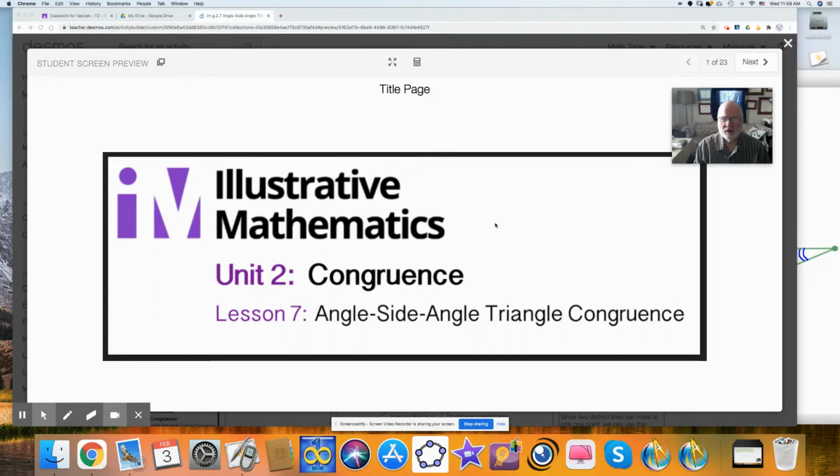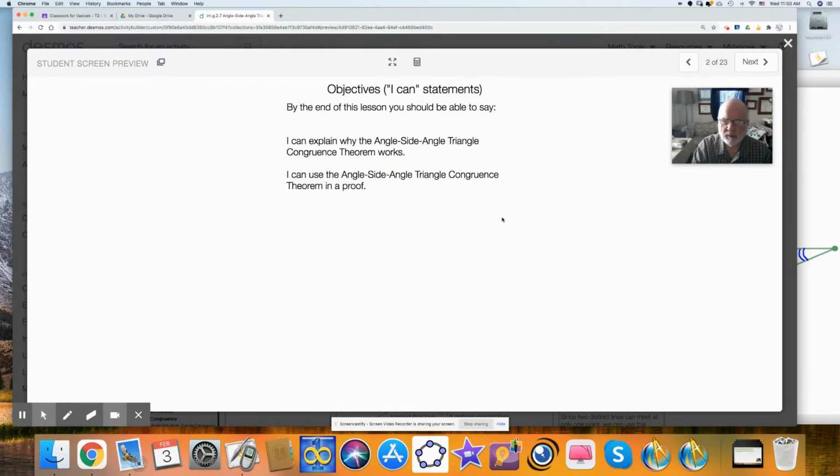Angle-side-angle triangle congruence, and the angle-side-angle triangle congruence theorem. By the end of the period, you should be able to say, I can explain why the angle-side-angle triangle congruence theorem works, and I can use this triangle congruence theorem in a proof. And we will do both of those.